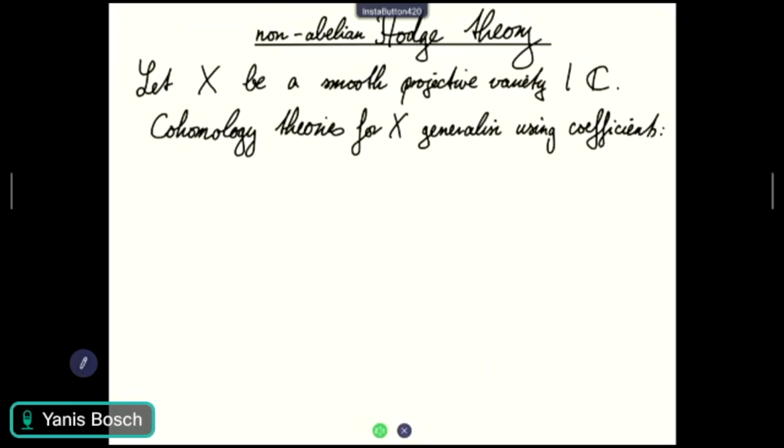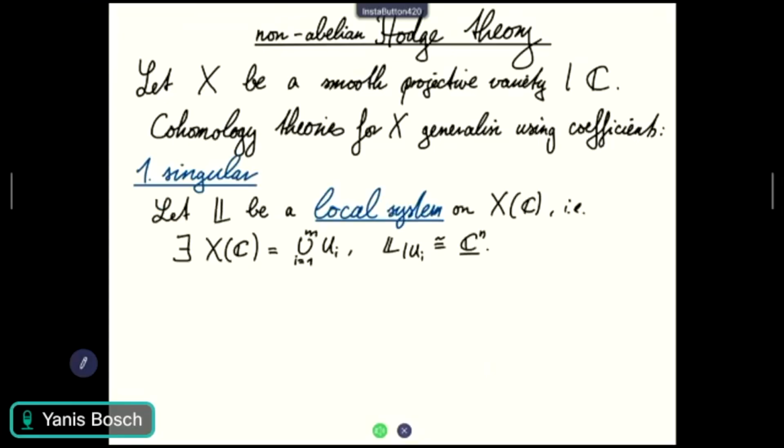But we start with a smooth projective variety again. And then there were these three kinds of cohomology theories: singular, de Rham, and Hodge. And each of them has a kind of generalization using coefficients. Let me first briefly explain this for singular cohomology. And the correct notion of coefficients for singular cohomology is that we can take cohomology with values in a local system. So what is a local system? It's a sheaf on this topological space, which is just locally a constant sheaf, locally of the form C^n.